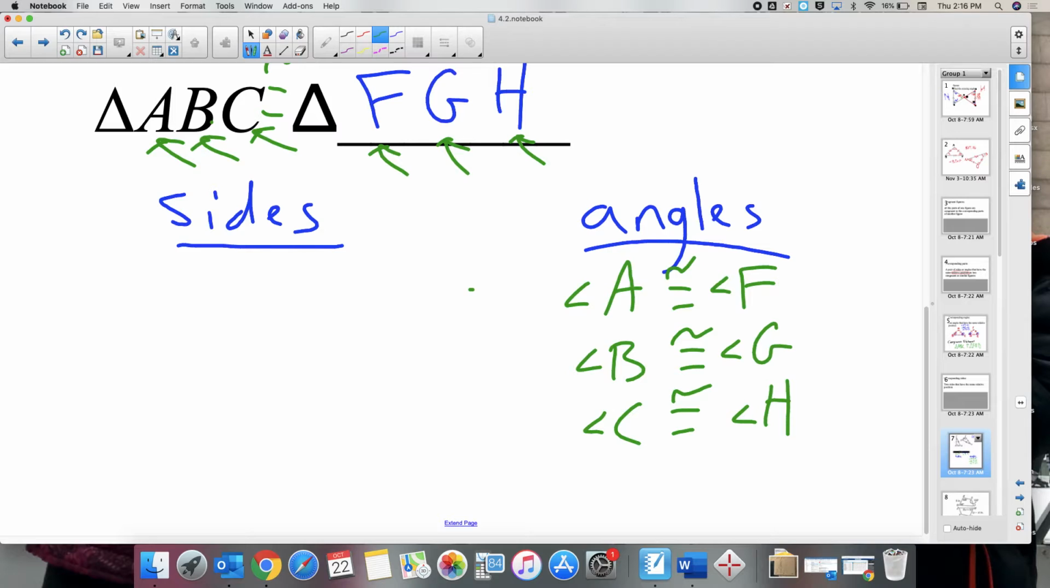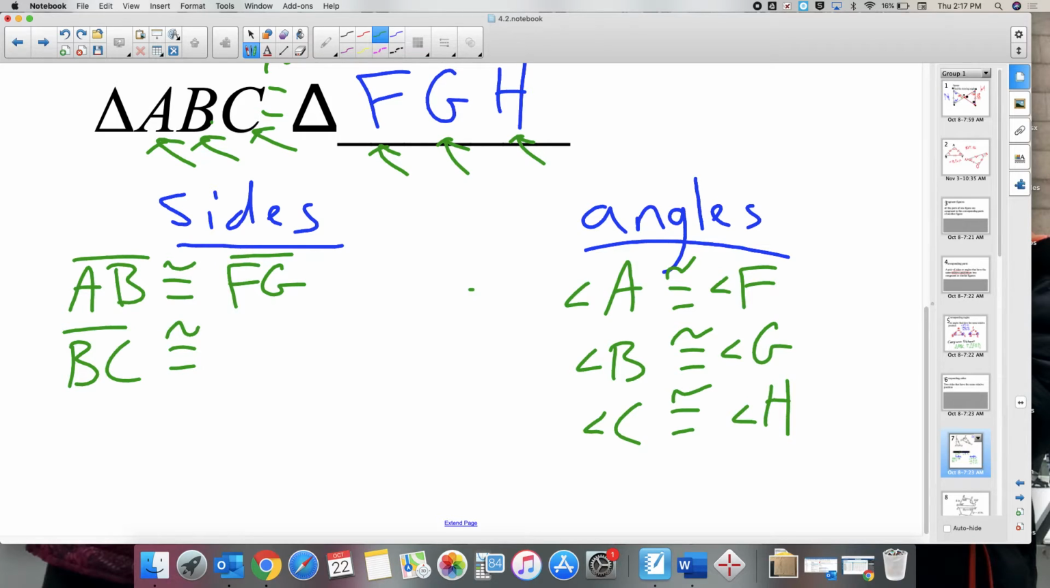Likewise, you can do the same thing with sides. Side AB has 2 tick marks on it. So find a piece that had 2 tick marks on it. That would be side FG. So they're corresponding congruent pieces. Side BC had 3 tick marks on it. It is congruent to side GH because it had 3 tick marks on it. Then we are missing side AC. Side AC has 1 tick mark on it. It is congruent to side FH because it has 1 tick mark on it.